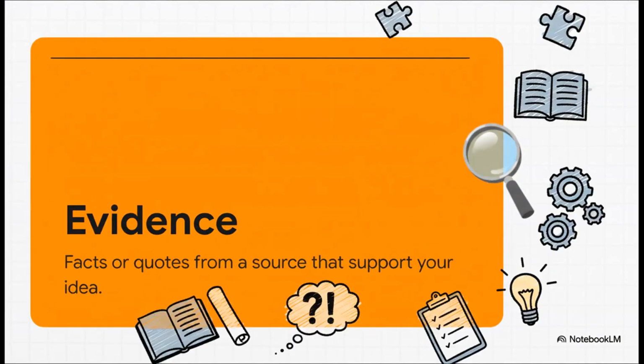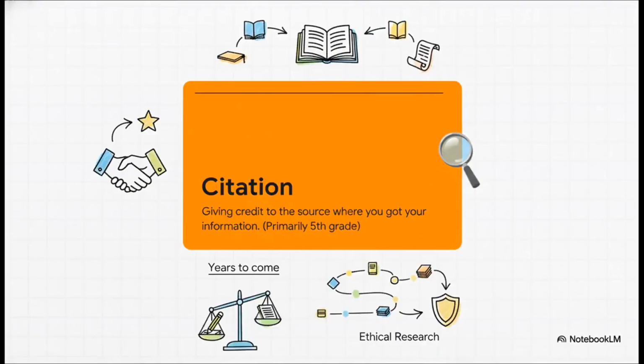And then, of course, we have the evidence itself. This is the good stuff they're looking for, those specific facts, the little details, or the direct quotes they can pull from a source to prove their point. This is really the heart of their research. And finally, we introduce the idea of citation, which becomes especially important as we get into 5th grade. We frame it really simply. It's just about giving credit where credit is due. And this isn't just some random rule. It's a huge foundational skill for all the research they're going to do for years to come.